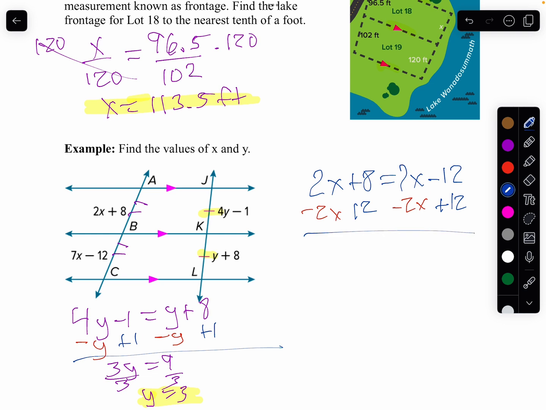18 plus 12 is 30. 7x minus 2x is 5x. Divide both sides by 5. X equals 6. And there's your answer.